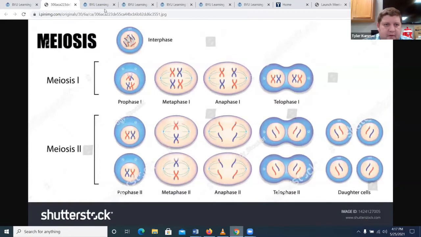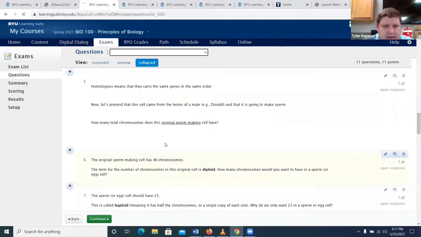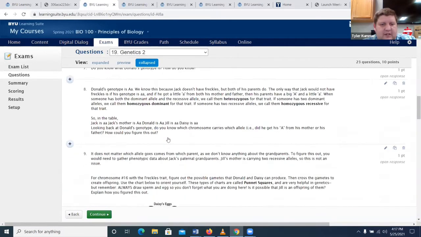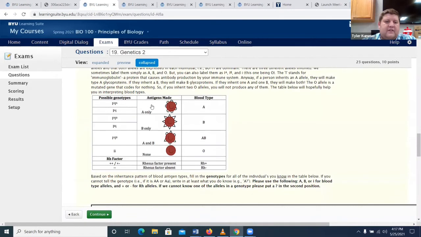So if we jump over here really quick, in Genetics 2, there's a nice table that demonstrates this. If you have type A alleles only, you get the A antigen. If you have type B alleles only, you get the B antigen. If you have type O alleles only, you get no antigens at all. But if you have A and B, both A and B antigens get produced. And so that's the difference between codominance and traditional dominant and recessive, is that they both get expressed.